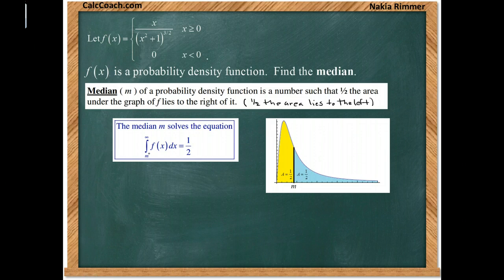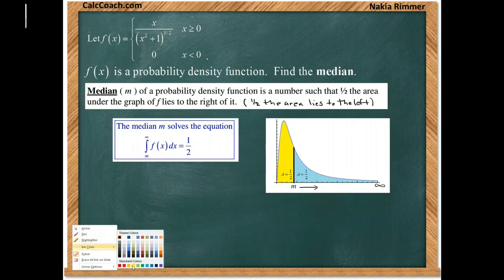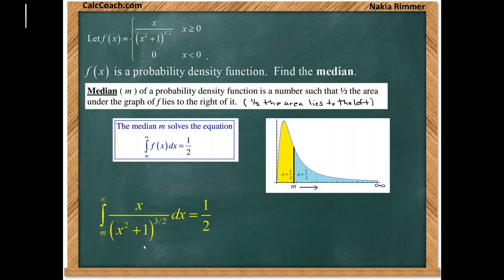And so we're going to set it up as the integral from m out to infinity of f of x should be equal to a half. And we're going to solve that. The flip side would be the integral from negative infinity up to m of f of x should be a half. And you could do it with that too. Alright, great. So let's go with the one that we're going to use, and let's set up that integral. Our job is to find the value of m that makes this happen.